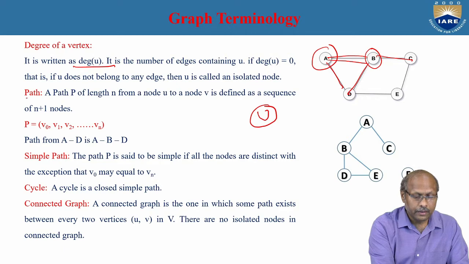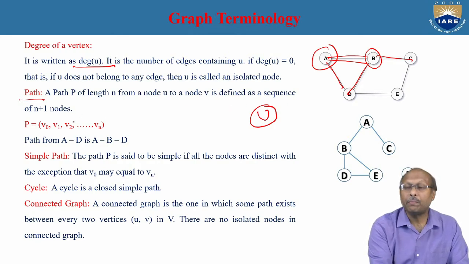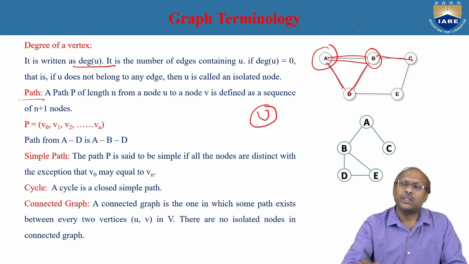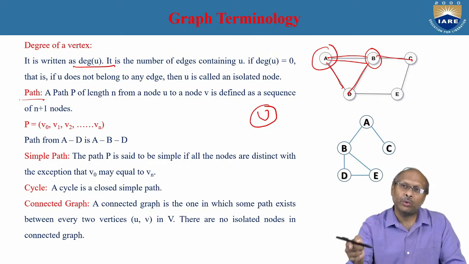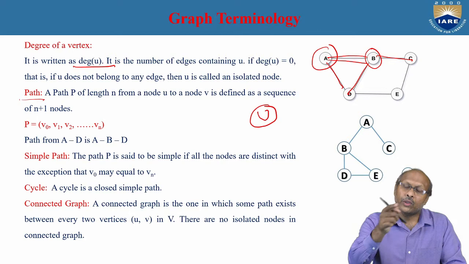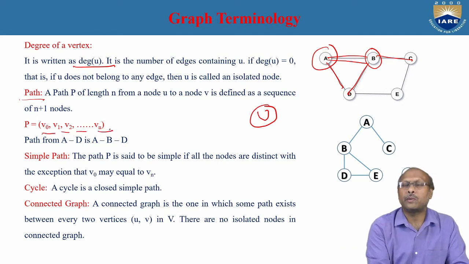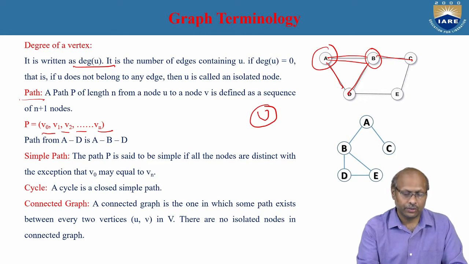The next word is path. A path P of length n from a node u to v is defined as a sequence of n plus 1 nodes. So you can traverse the graph from starting to ending with different routes. In the path you can specify where you are starting and where you are reaching, via which nodes. So v0, v1, v2 up to vn, you can specify n nodes. Whenever starting and ending are both the same, that becomes a cyclic path.